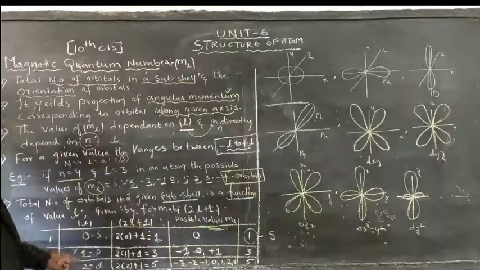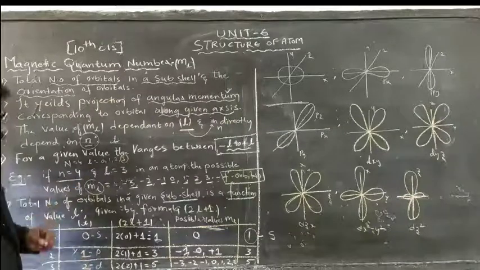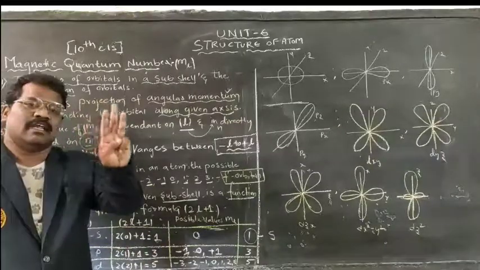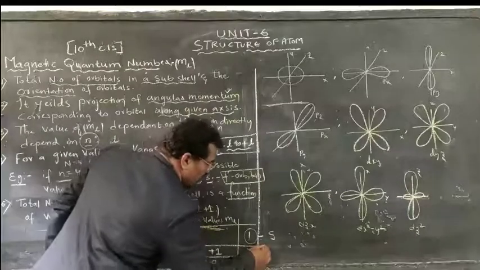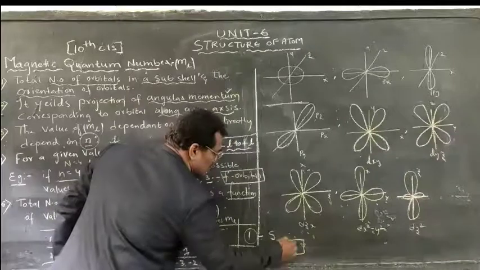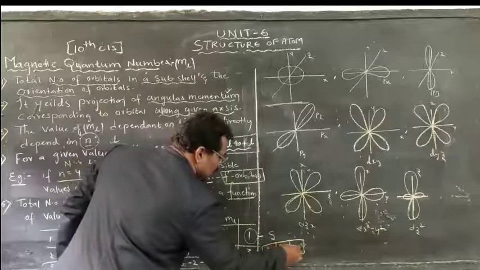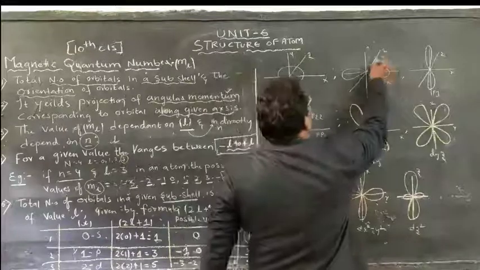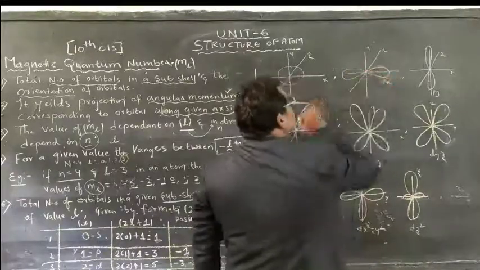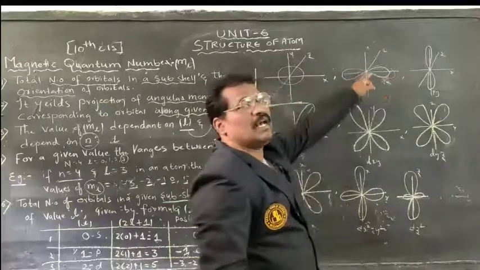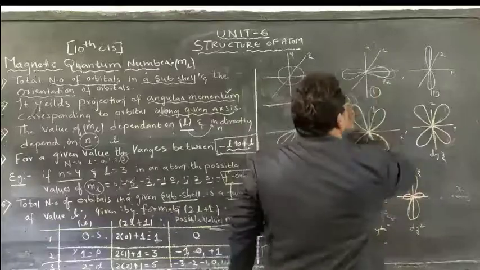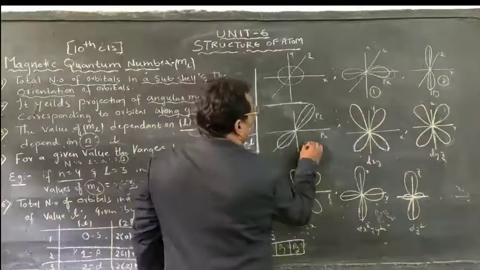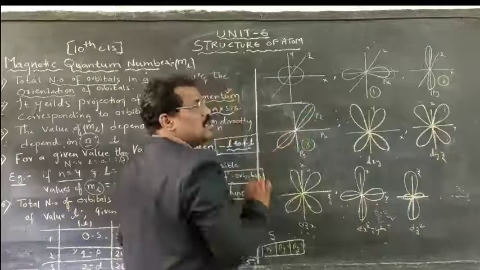The second one: if I take l is equal to 1, it belongs to the P orbital. 2 into 1 is 2, plus 1 is 3. How many orientations are possible in total? 3 possibilities. Therefore, the P orbital is divided into 3 subshells: one is Px, another is Py, and the other is Pz. The Px orbital has its own orientation along the x-axis, y-axis, z-axis. Px has its own orientation, with angular momentum along the corresponding axis. This is one orientation. The Py orbital orients here, which is the second orientation. And the third one is the Pz orbital.